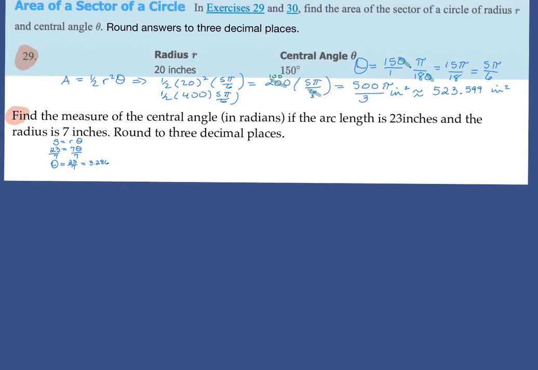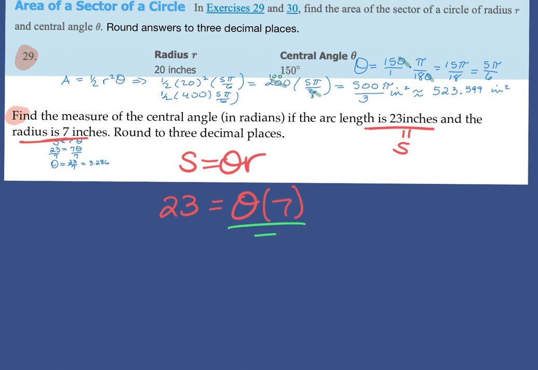All right, so it says find the measure of the central angle in radians if the arc length is 23 inches and the radius is 7. So because it's arc length, I'm using the S equals r theta formula. It literally gives you the length, that's your S. I'm looking for theta, and it gives you the R is 7.